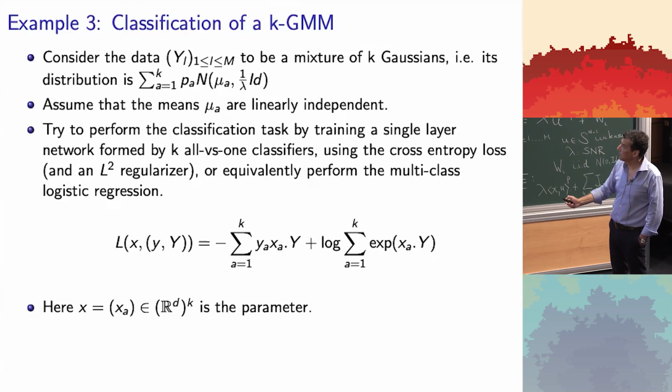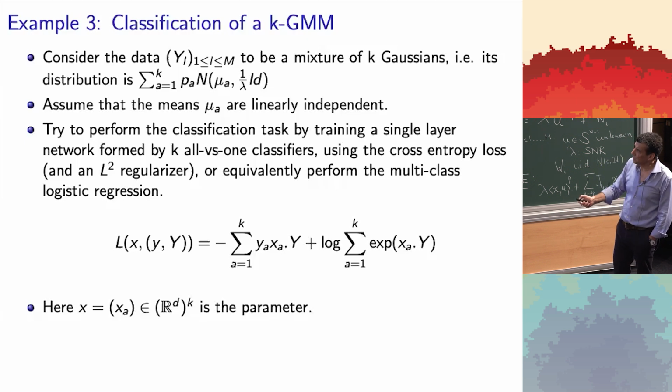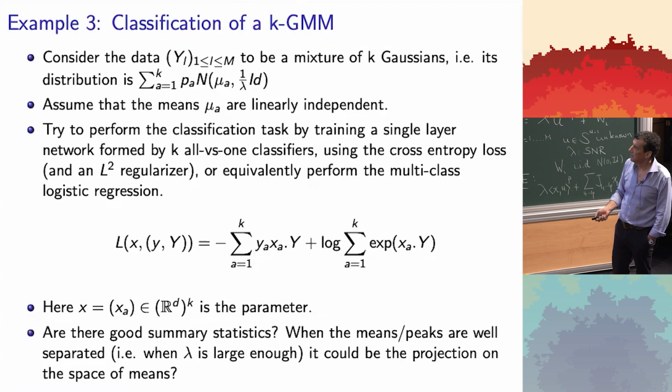And x here is the parameter, so x is in the space R to the D. It's like the center to the k because you have k centers. Okay? So you are in this space, you want to minimize this thing. Can you find good summary statistics when the means or the peaks or the mu's are well separated enough, or equivalently when the lambda is large enough, which means this covariance, the peaks are sharp?